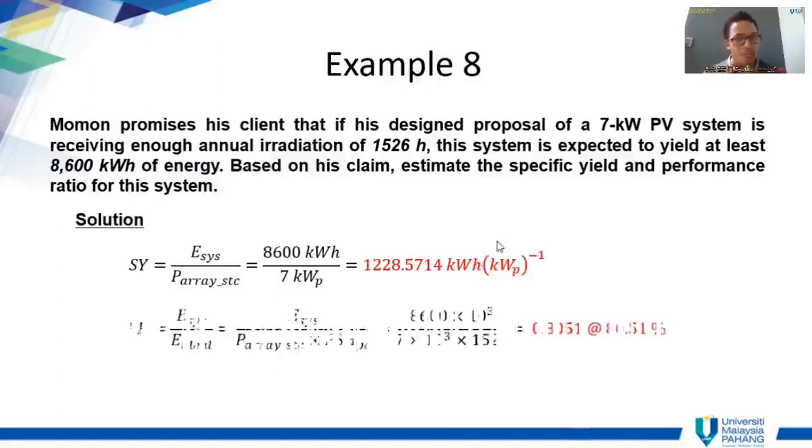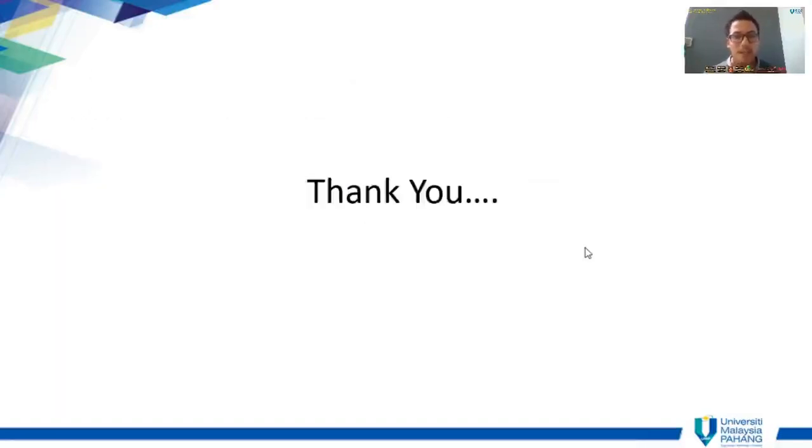Okay, next, the PR is the E system over E ideal. So what is E ideal? E ideal is equal to P array STC multiplied by PSH per annum. So you put 8,700 here, then 7 kilowatt, then 1526, and your final answer will be 0.8051, or 80.51%.